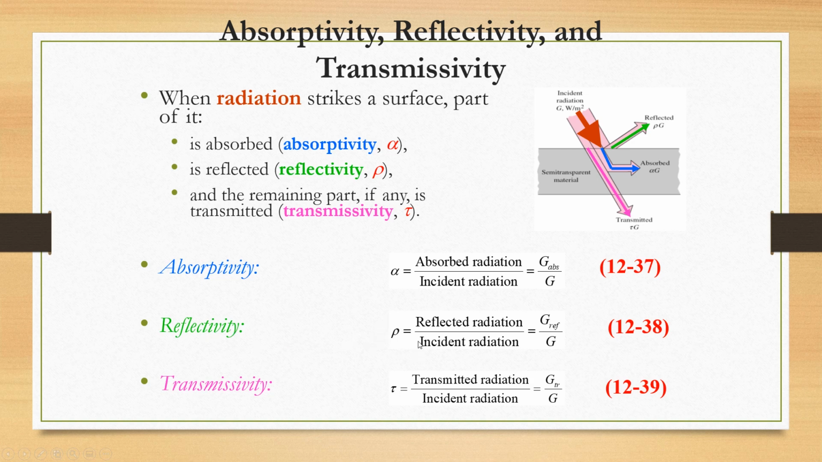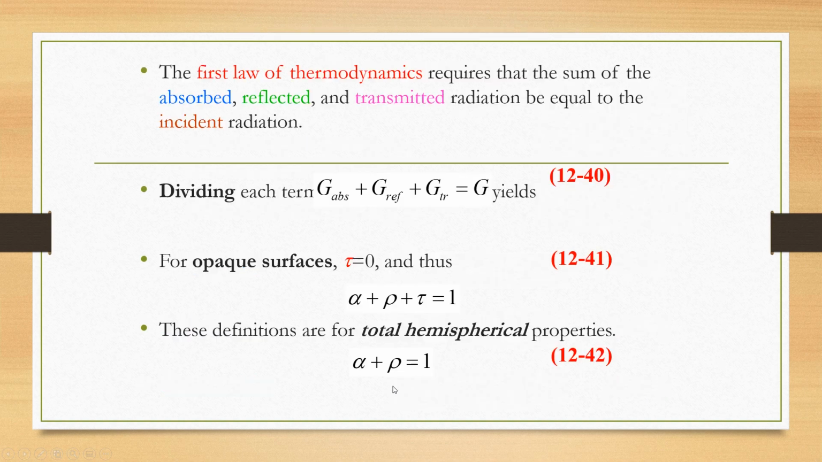You must remember, this is not fluid mechanics, this is not a chapter in fluid mechanics. Therefore, this rho is actually reflectivity. This tau is not shear stress, it is transmissivity. So alpha, rho and transmissivity, tau. The first law of thermodynamics requires the sum of absorbed, reflected and transmitted radiation to be equal to incident radiation. So G absorptivity plus G reflectivity plus G transmissivity is equal to G.